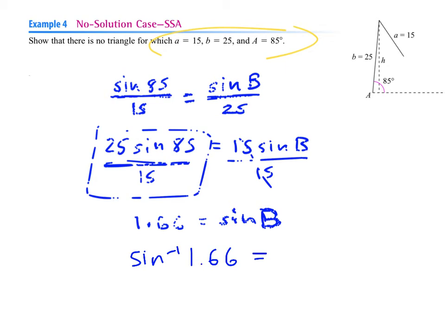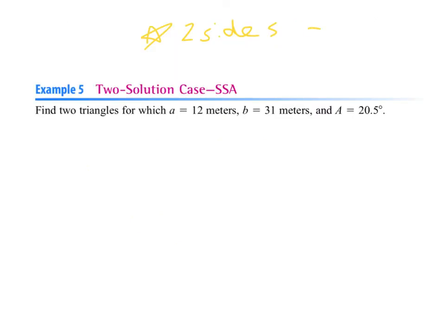And what do you get? Domain error, or just error. That means we have no solution. So if you ever get domain error or just an error, it's not that you did something wrong. It's just we don't have a triangle here. So this is our no solution case. So we need to check when we're done.